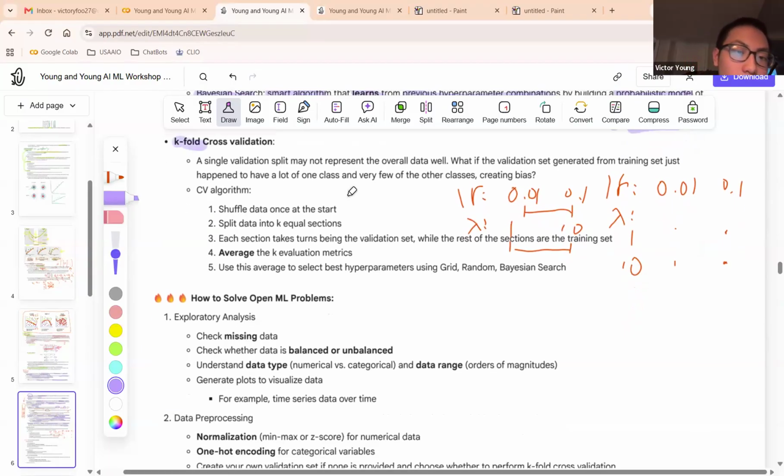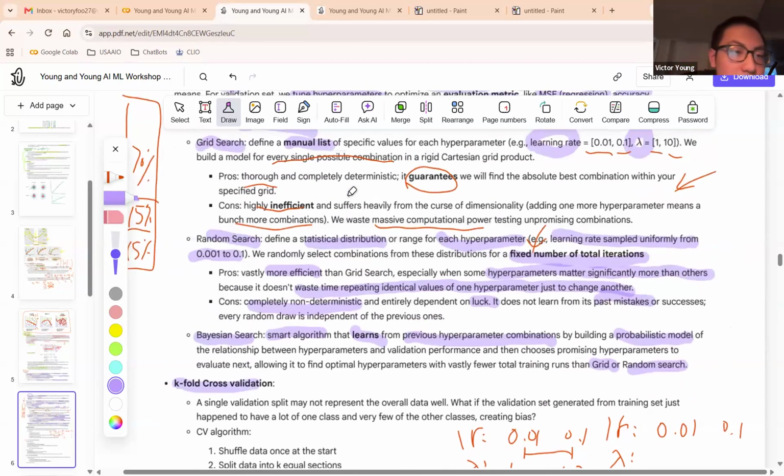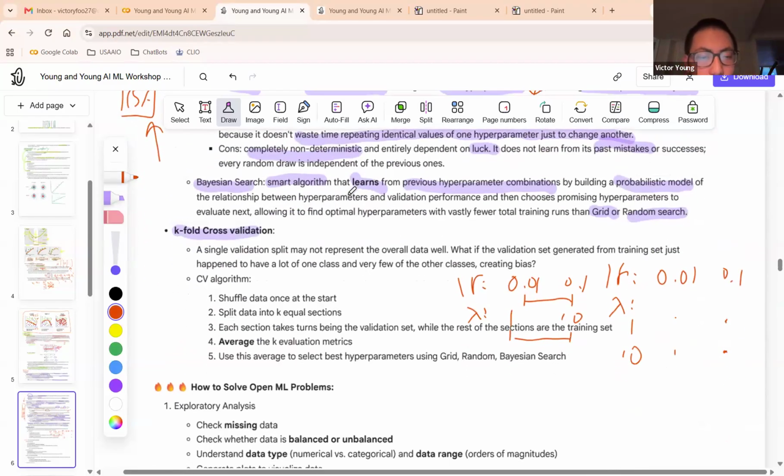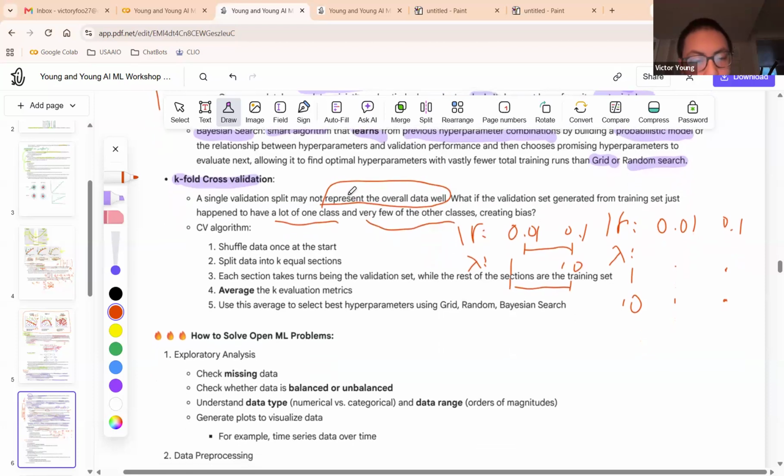Finally, let's talk about k-fold cross-validation. So here, my 70-15-15 example. What if the 15% split, what if that was not very good? What if that split did not really represent the whole data set very well? What if it just happened to contain a lot of one class and very few of the other? So what should we do? Well, we can use something called k-fold cross-validation. So here is what it does.